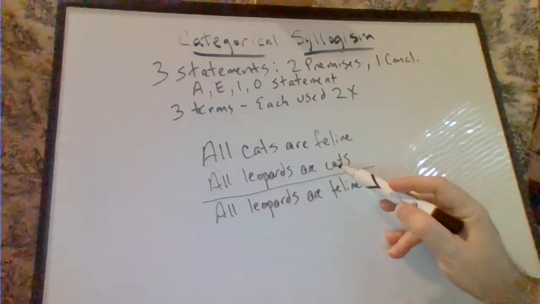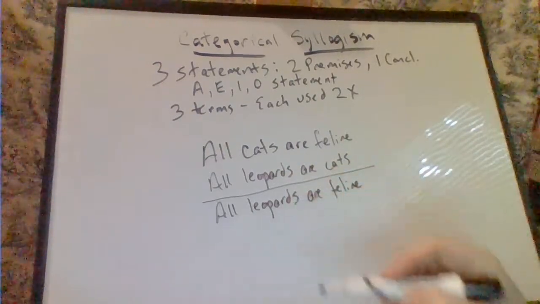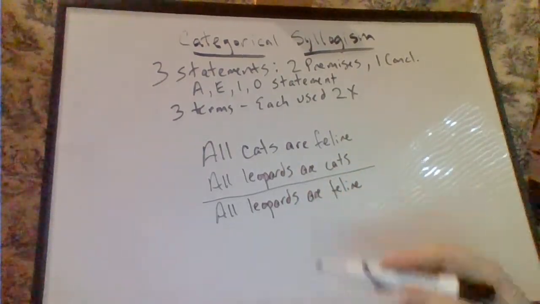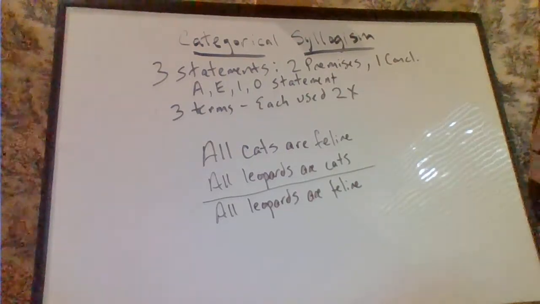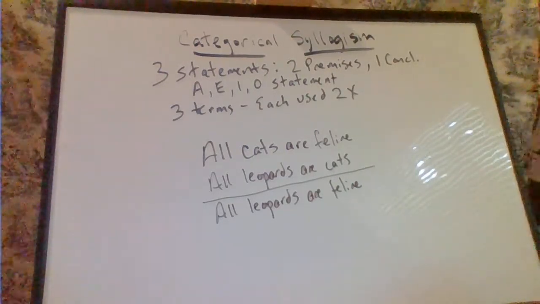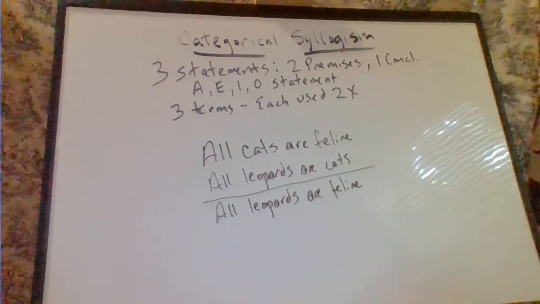So here's cats used twice, there's feline used twice, there's leopards used twice. So this gives you a prime example of what a categorical syllogism is. Now, one of the first things that we need to know if we're going to test the validity, well, I guess we should look at terminology a little bit here first, shouldn't we?